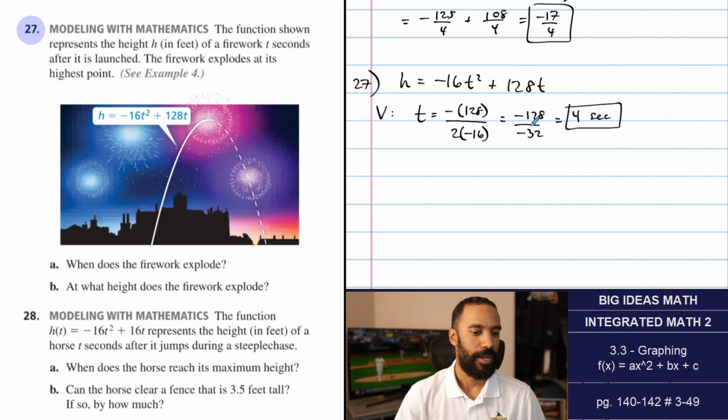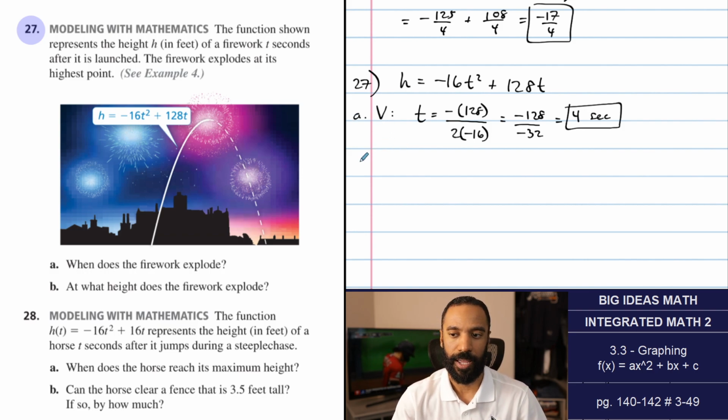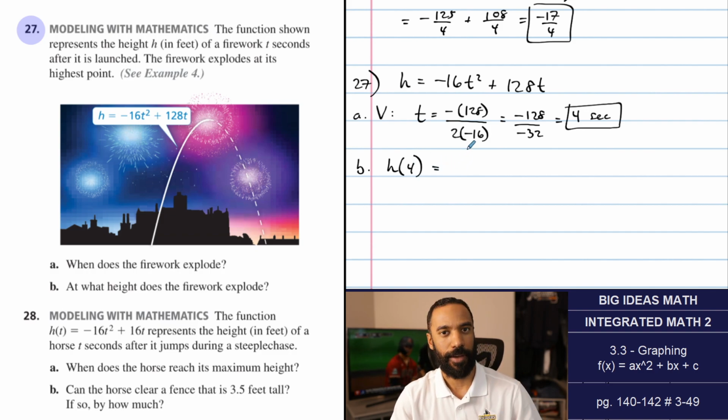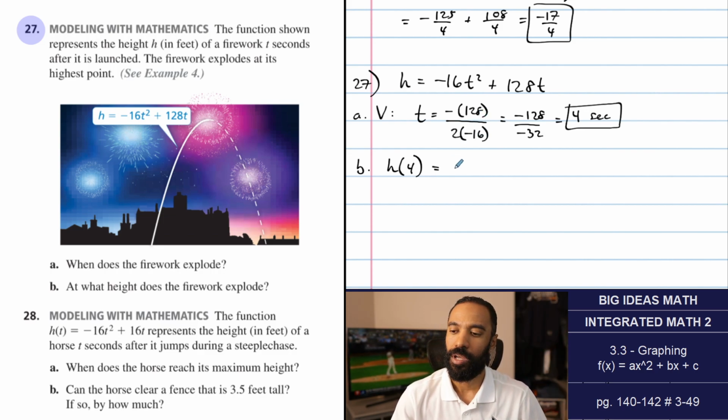That's the t. Next question, at what height does the firework explode? So this is part A. Now part B is going to be, we got to take h of 4. So substitute 4 into here. That's the maximum. At what height? So notice it's the y value, or in this case the h value. So negative 16 times 4 squared plus 128 times 4.